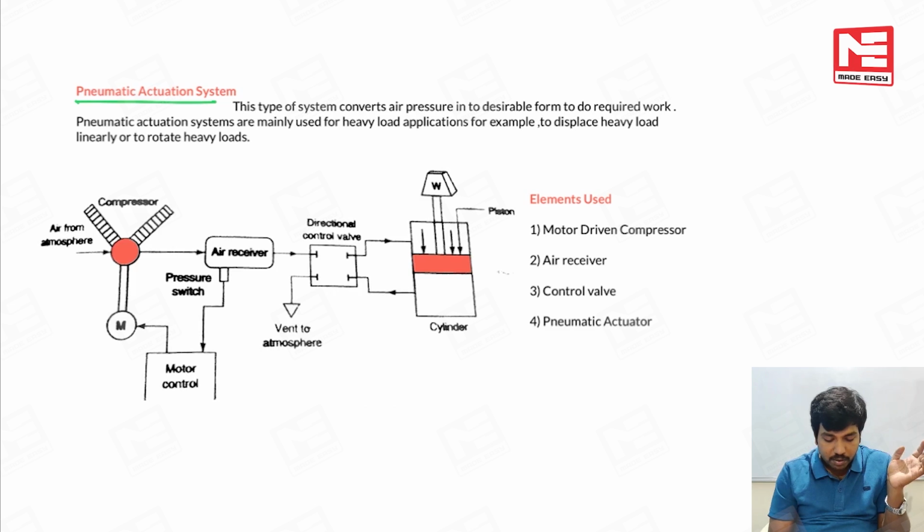Now you see the diagram here. Air comes from the atmosphere. And the first device we are going to have here is the compressor, right? This compressor increases the pressure of the air that is coming from the atmosphere.